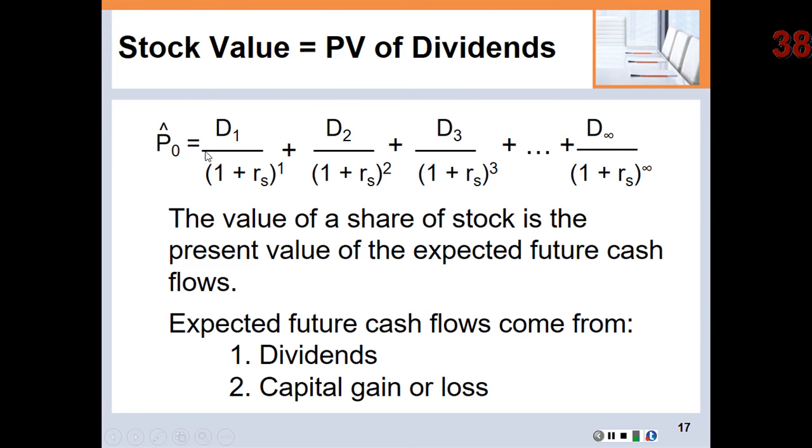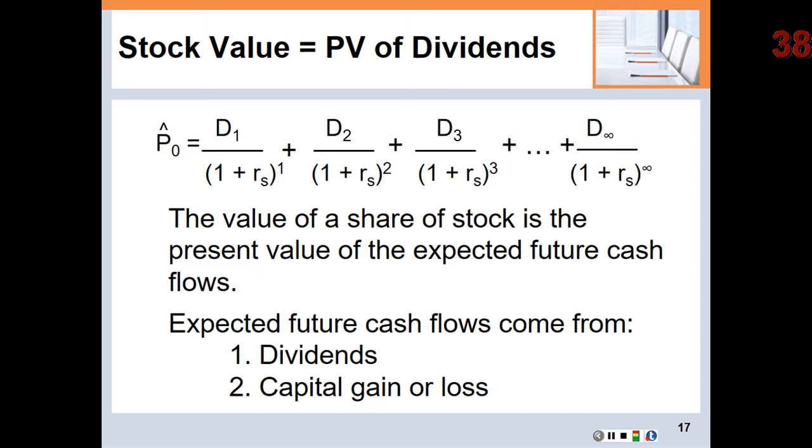This is what we learned back in chapter 5. About 30 minutes into chapter 5 was, how do you calculate the present value of a future cash flow? Well, this is the formula right here. So you'll notice this is simply a series of present value calculations. What this says is the value of a share of stock is the present value of the expected future cash flows, and the expected future cash flows come from two different areas. One is the dividends. Secondly, it's going to be the capital gain, which means the price going up, or the capital loss, which means the price going down.